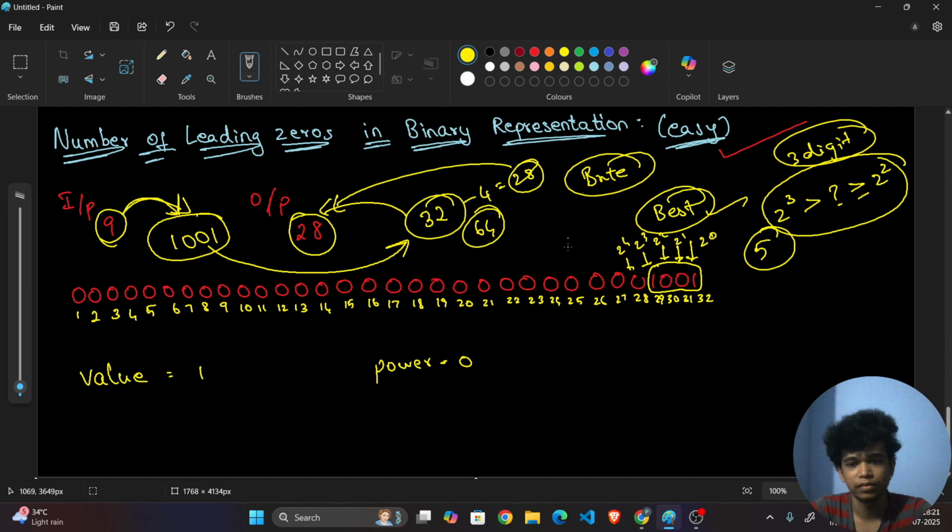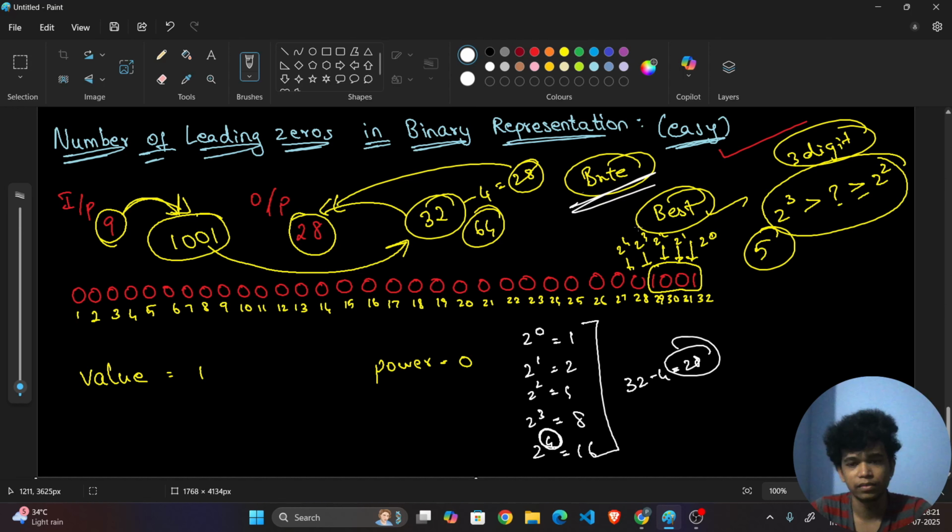For example, here it is 9, right? Let me state it clearly. What is 2 power 0? It is 1. Is 1 greater than 9? No. Is 2 greater than 9? No. 4? No. 8? No. 16? Yes. Then what is going to be my answer? It will be 32 minus 4, which is equal to 28. Hope you understand this. It is simpler than the brute force approach, because we are just skipping one step. What is that step? We are not converting into a binary representation.